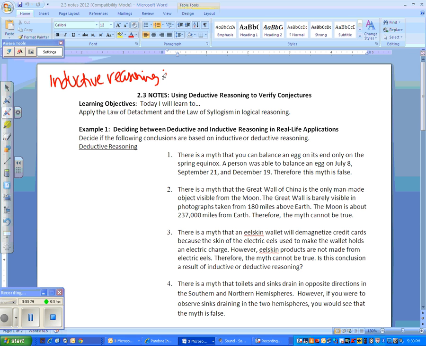Okay, so inductive reasoning, you're going to use patterns and observations to make conclusions. So the easiest example I gave you was 2, 4, 6, 8, right? Then you could tell me that the next one is going to be 10. So that's just an example of inductive reasoning.